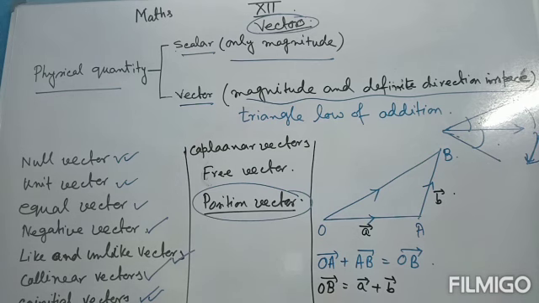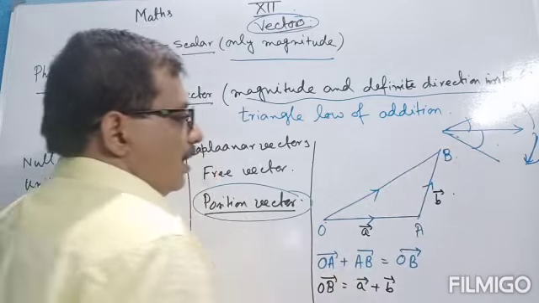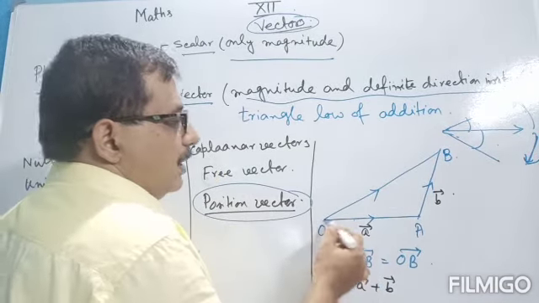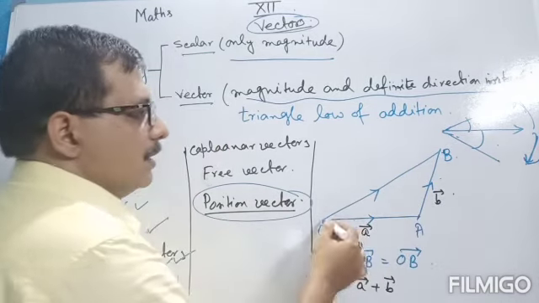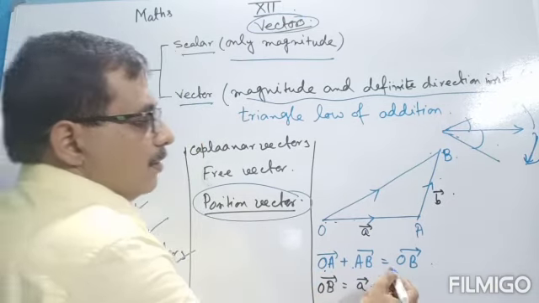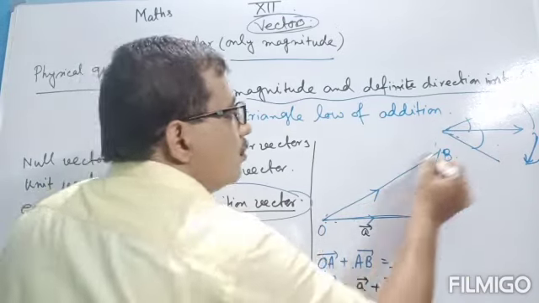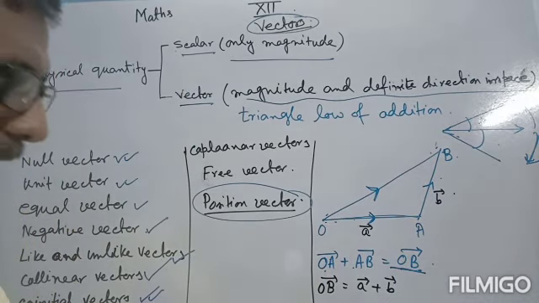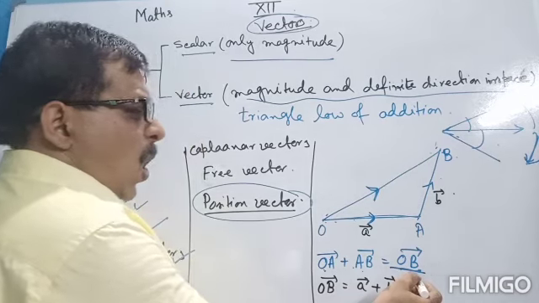It is also known to you. Suppose OA is a vector and AB is another vector. Then the magnitude and direction of these two vectors OA and AB is nothing but OB. That means OA vector plus AB vector is equal to OB vector. To denote a vector, you must write the arrow. So OA plus AB is equal to OB.